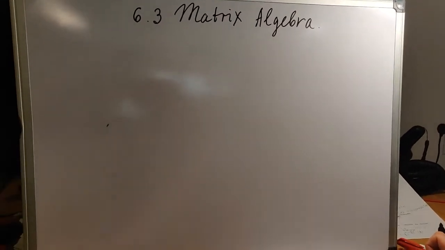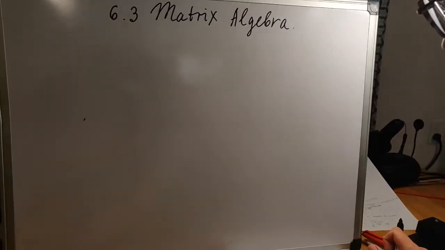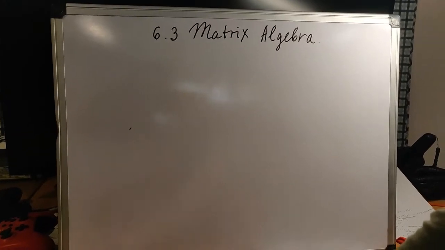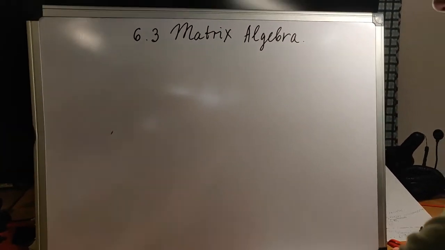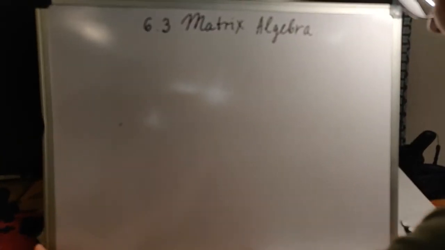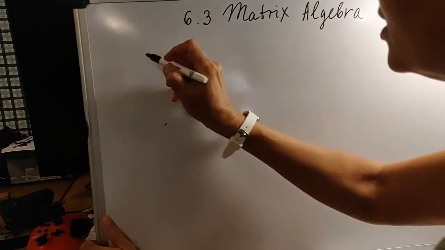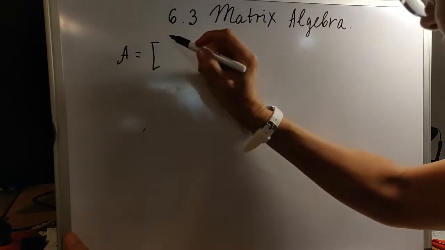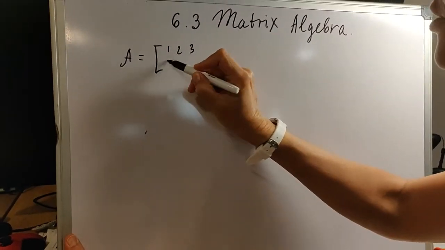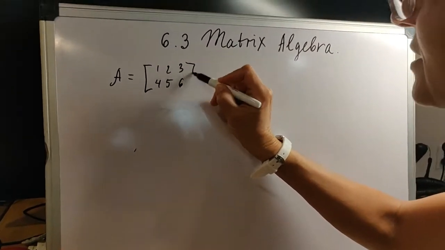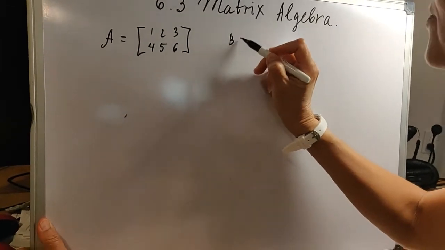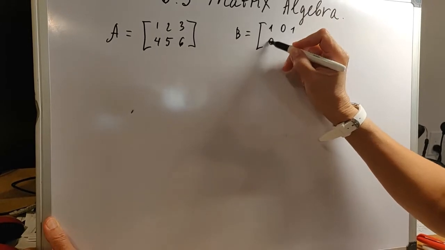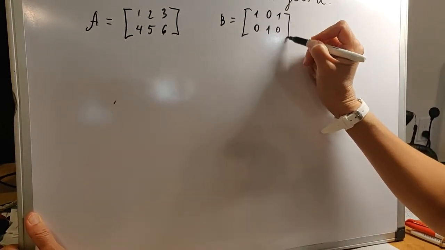Section 6.3, matrix algebra. Well, we already have seen some matrices. We know how to calculate determinants. Now, what else can we do with matrices? Let's imagine that somebody gave us two matrices, matrix A and matrix B. They do have the same shape. Same shape means that they look like the same size rectangle. Matrix A is 1, 2, 3, 4, 5, 6. And matrix B is going to be 1, 0, 1, 0, 1, 0.